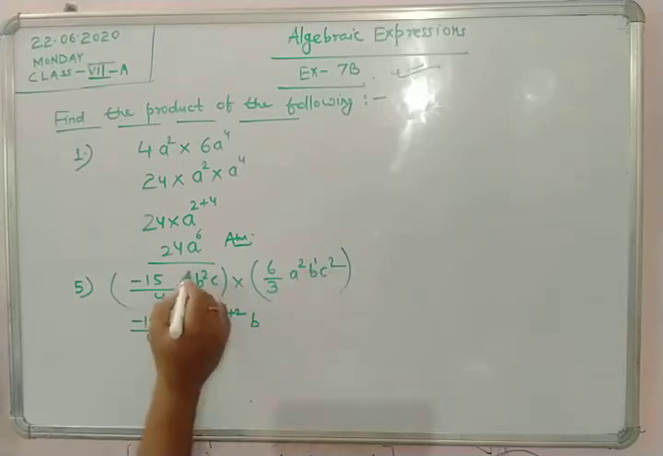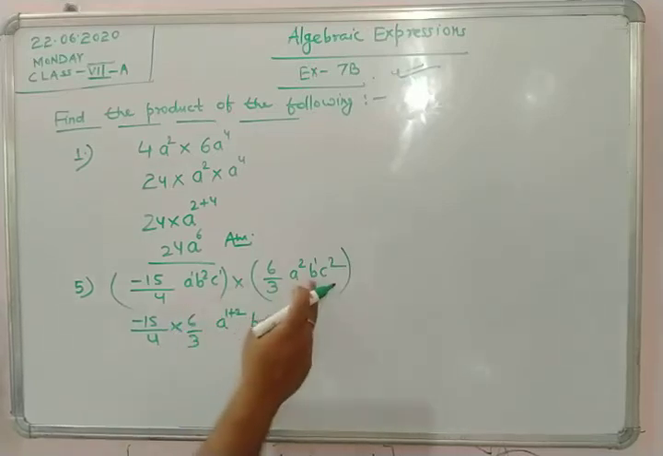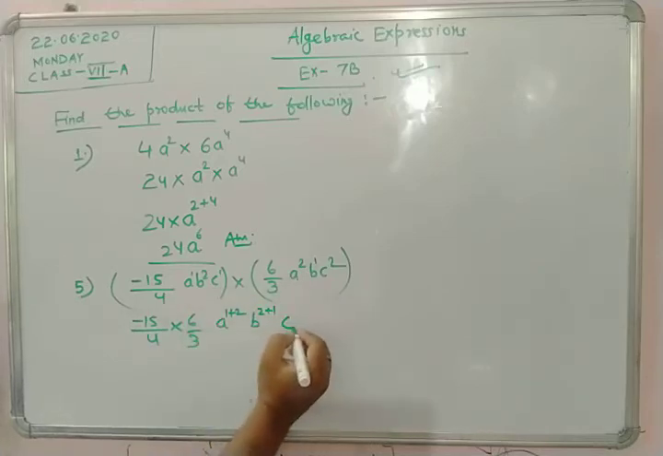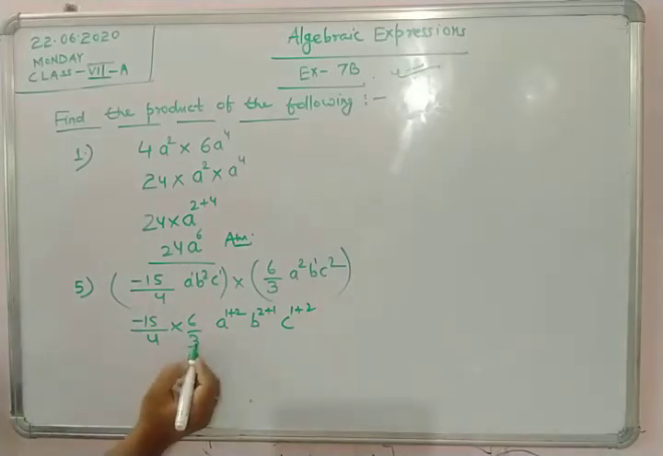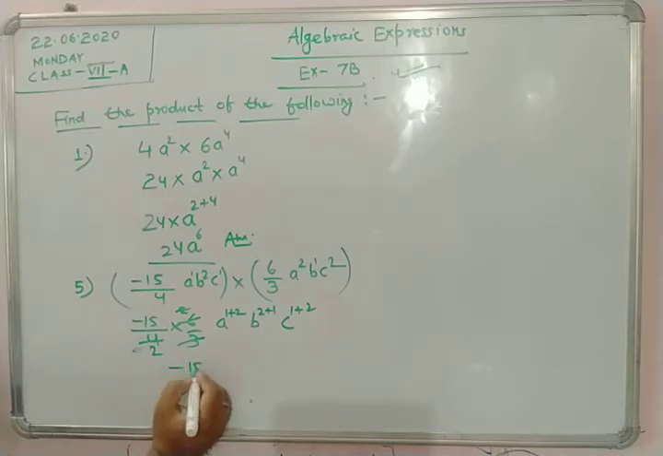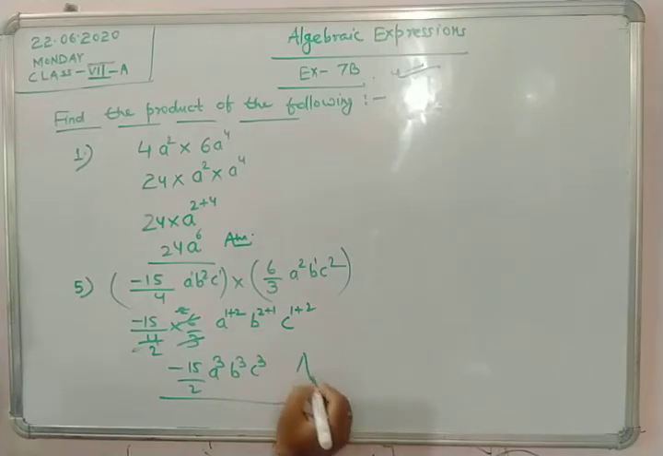If nothing is written, that means 1. So b square and b to the power 1 means b to the power 2 plus 1. For c, similarly, 1 plus 2. If anything can be cancelled, please cancel it. 3 twos are 6, 2 twos are 4. So minus 15 by 2, a to the power 3, b to the power 3, c to the power 3. So this is your product in the form of the answer.